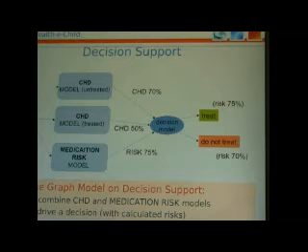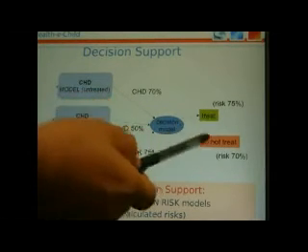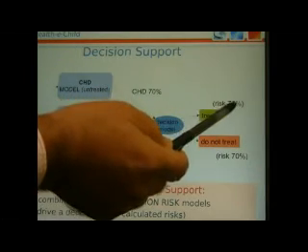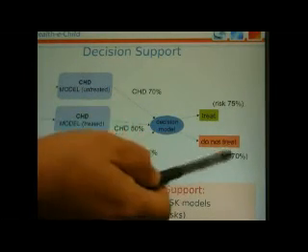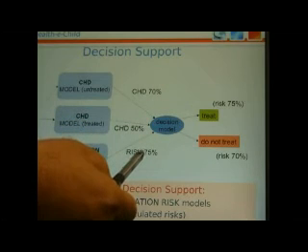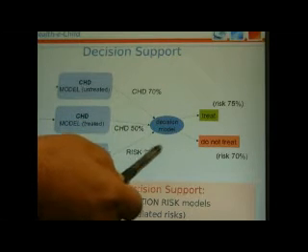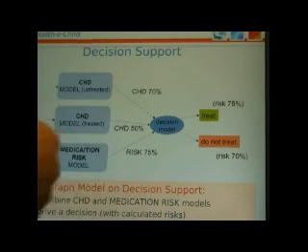In this case, you have as a result, I see the green treat, and the orange do not treat. If I treat, the risk is 75%. If I don't treat, the risk is 70%. The reason is that I have this high risk here. You have added the element of the medication risk.